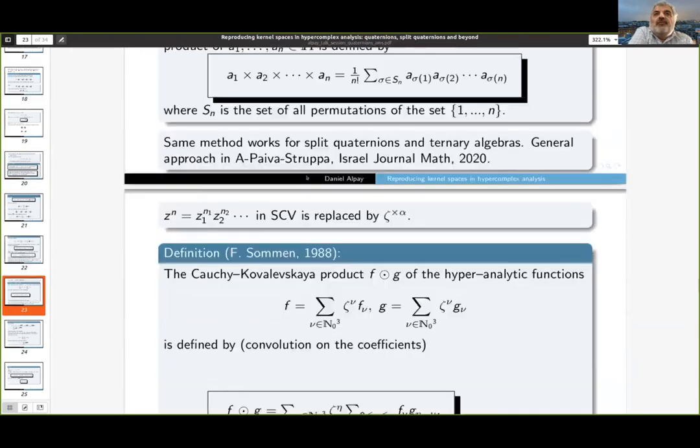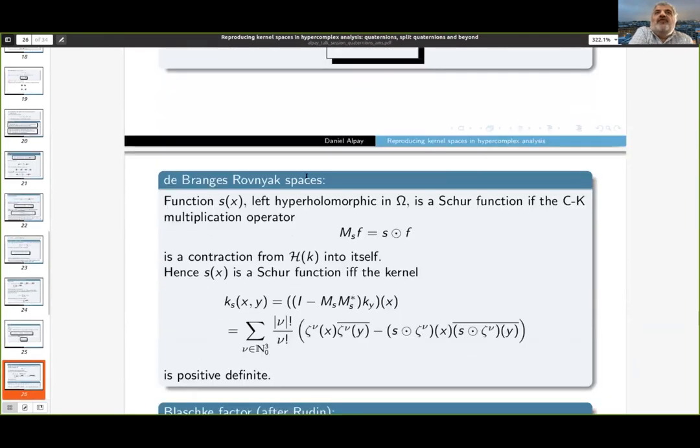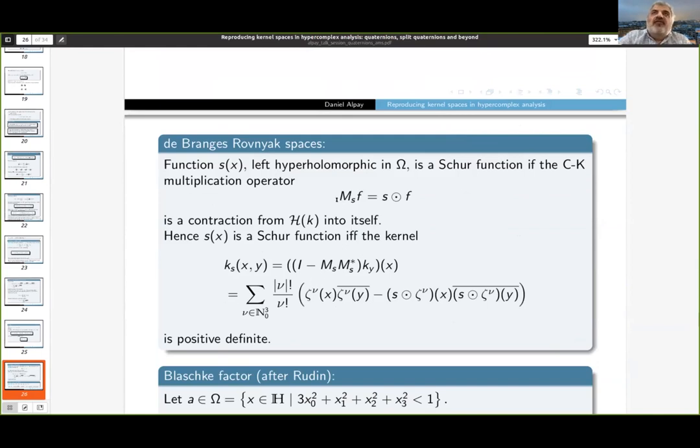Now there are also, in this setting, the Branges-Rovnyak spaces. Now we're in a non-commutative setting. So the formula which I gave before, like 1 minus S star divided by 1 minus z omega bar, doesn't work anymore. You can express it in terms of a multiplication operator, and then you have this kind of expression, which is the non-commutative version.